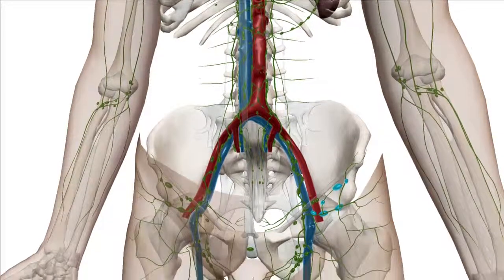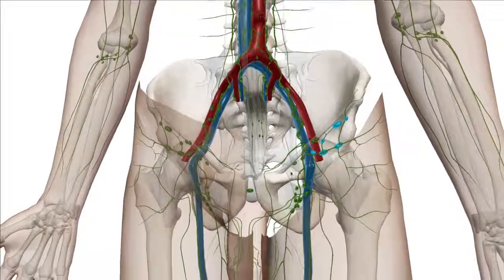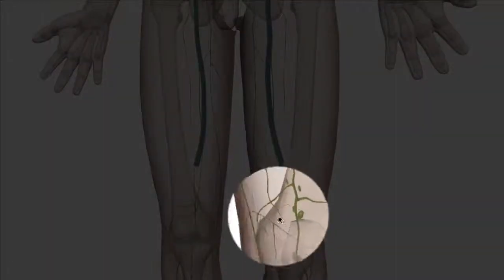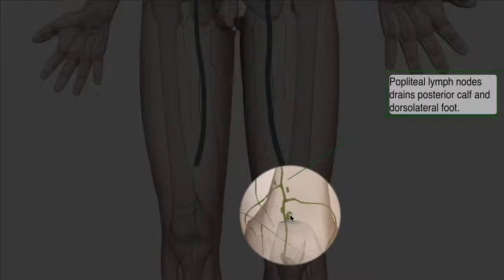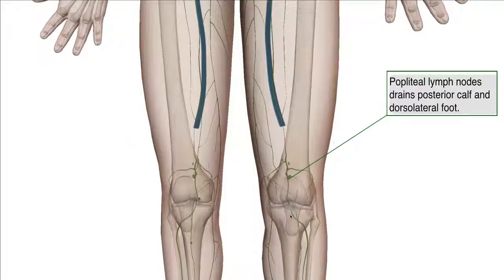Now, the last but not the least is our popliteal lymph nodes, right? This is the popliteal lymph node clusters. Now, those are the ones that drain the dorsolateral foot and also the posterior calf. And often the pathology associated with it is foot or leg cellulitis.